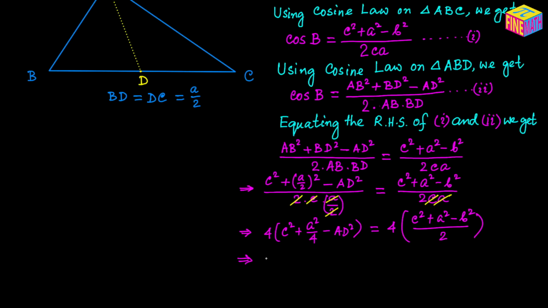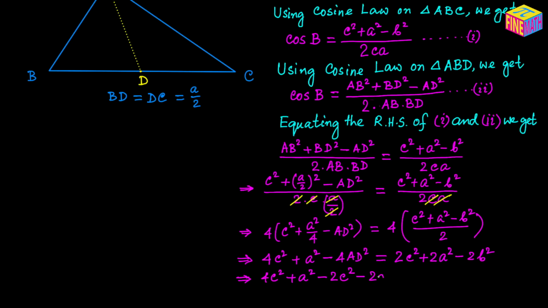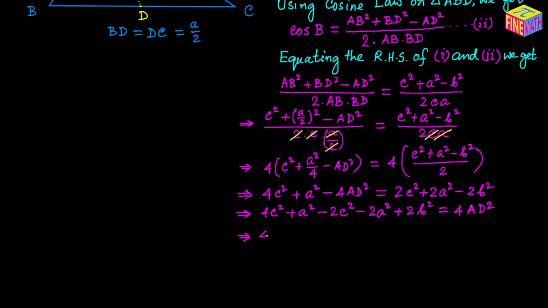From here you can clearly see that this would be 4 times c squared plus a squared minus 4 times AD squared is equal to 2 times c squared plus 2 times a squared minus 2 times b squared. Let's keep 4 times AD squared on one side and everything else on the other side. We can say 4 times c squared plus a squared minus 2 times c squared minus 2 times a squared plus 2 times b squared, bringing AD squared to the right hand side, equals 4 times AD squared. Let's simplify this a little bit: 4 times AD squared equals 2 times b squared plus 2 times c squared minus a squared, and that's about it.